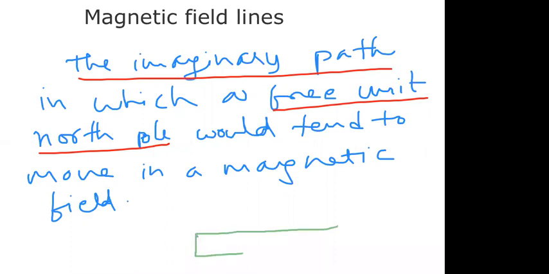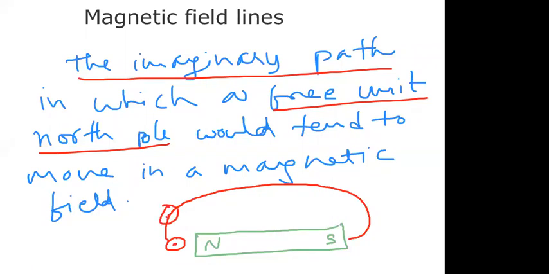This is a bar magnet. I am taking the north pole and south pole here. Suppose I leave a unit north pole here. If I leave the unit north pole, what will happen? North repels, and this north also will attract toward the south. So this unit north pole will be moving towards the south pole, like this.